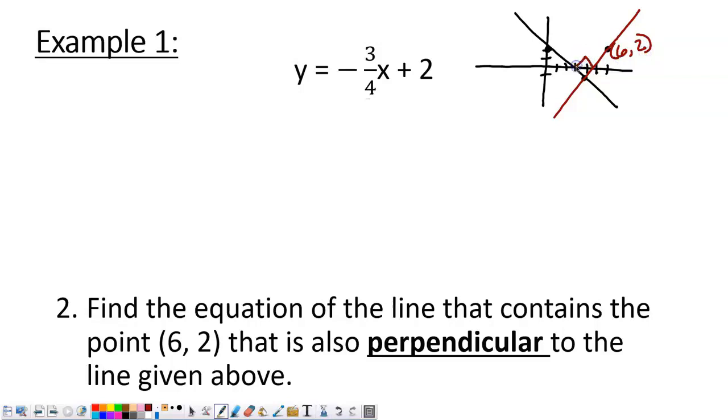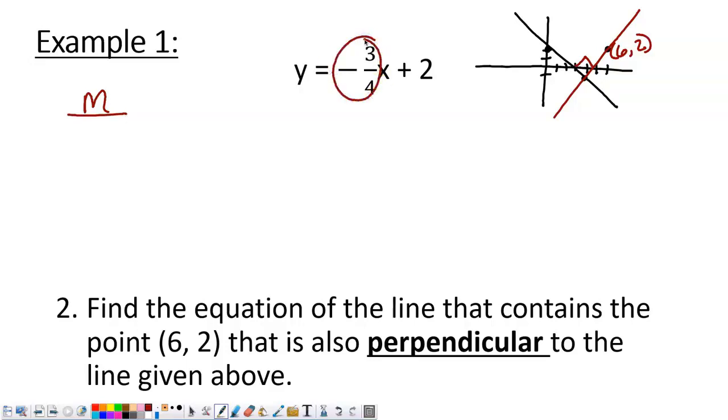But it makes a 90-degree angle with the other line. Okay? All right, so how do we do that? Well, we learned something about slopes of perpendicular lines. We know that the slope of this black line up here is -3/4.